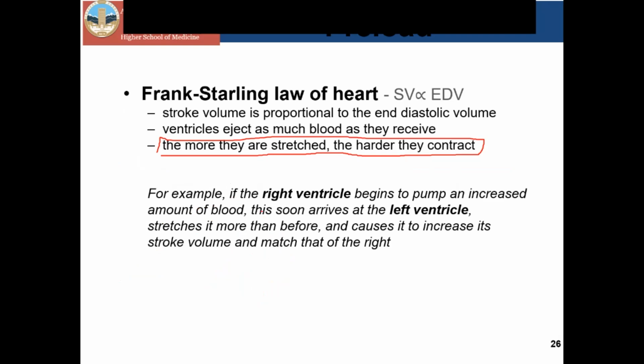And here they also give you an example. If the right ventricle begins to pump an increased amount of blood, this soon arrives at the left ventricle and stretches it more than before, and causes it to increase its stroke volume and match that of the right. Okay, it's connected with volume and stretch. For a total understanding, I know it's hard, you need to read it yourselves too. Okay, guys? Okay, teacher.